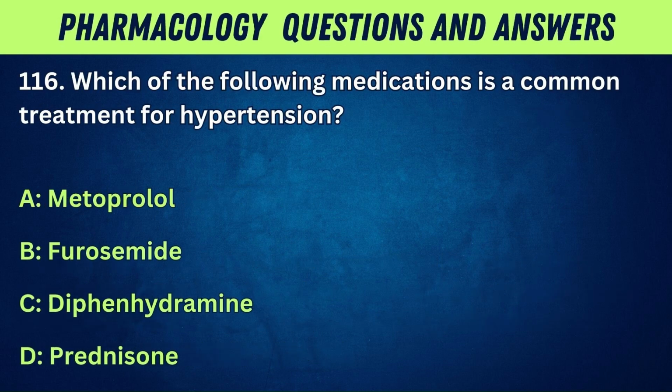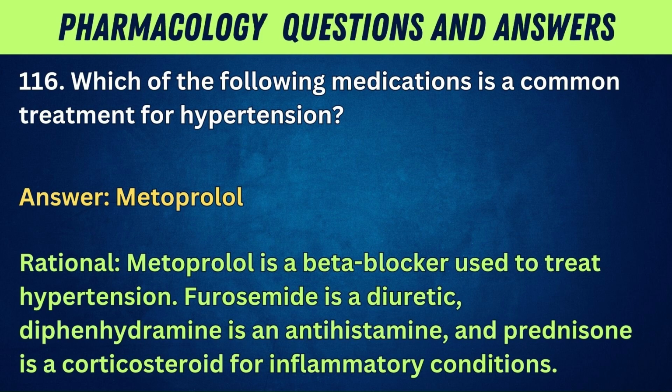116. Which of the following medications is a common treatment for hypertension? A. Metoprolol. B. Furosemide. C. Diphenhydramine. D. Prednisone. Answer: metoprolol. Rationale: Metoprolol is a beta blocker used to treat hypertension. Furosemide is a diuretic, diphenhydramine is an antihistamine, and prednisone is a corticosteroid for inflammatory conditions.